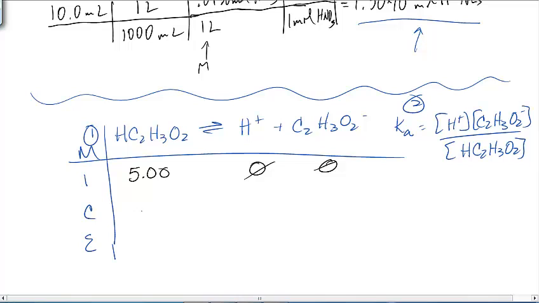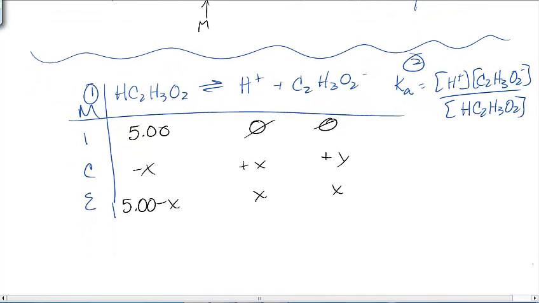All right, so we lose some, we gain some. We fill out our ice table. Oh, look, and we can do some math. Let's plug into the K expression. Go ahead and plug the whole thing in, but then let's make it easier on ourselves. All right, x squared over 5 minus x.